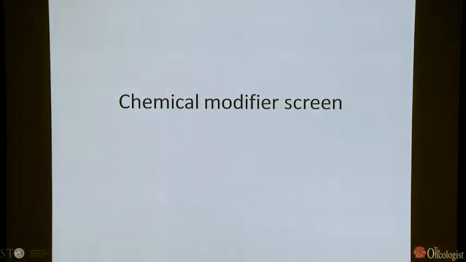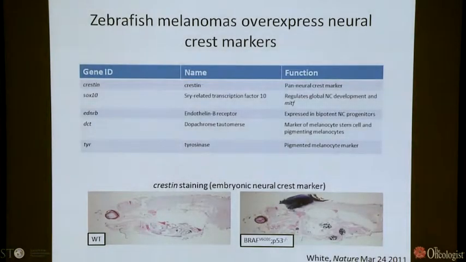So I'll switch gears and talk now about our chemical modifier approach, which is really the other major thing we've done with the melanomas. Really early in the course of working with the melanomas, we began to perform expression profiling of the zebrafish melanomas. And what we noticed very early on is that these BRAF P53 melanomas, in addition to being invasive, tended to express very high levels of a number of genes associated with the neural crest stem or progenitor cell, and particularly the genes crestin, SOX10, and EDNRB. And in general, surprisingly, they express very low levels of the melanocytic markers DCT and tyrosinase.